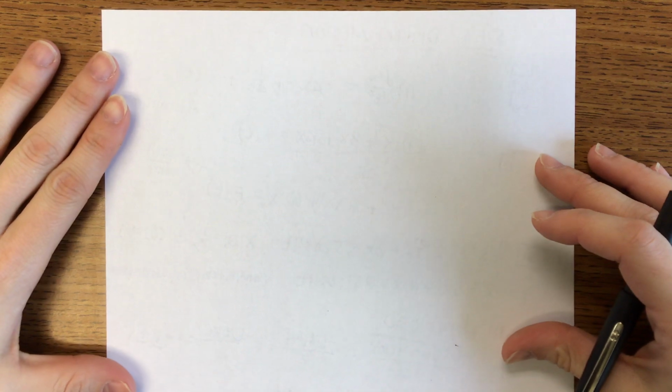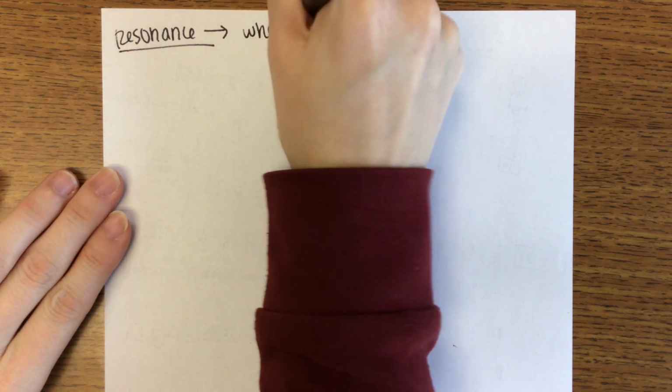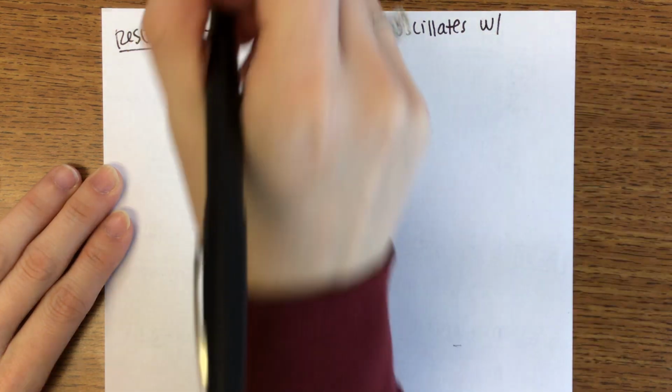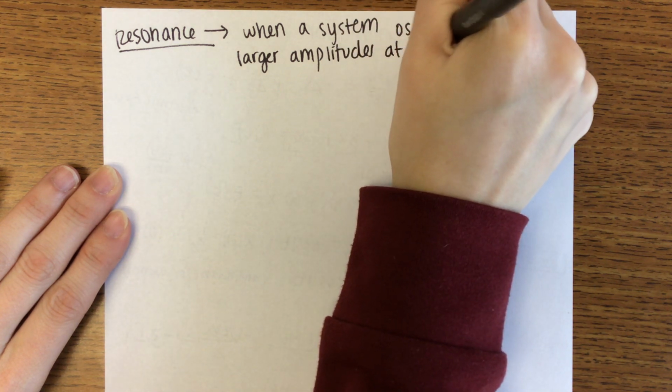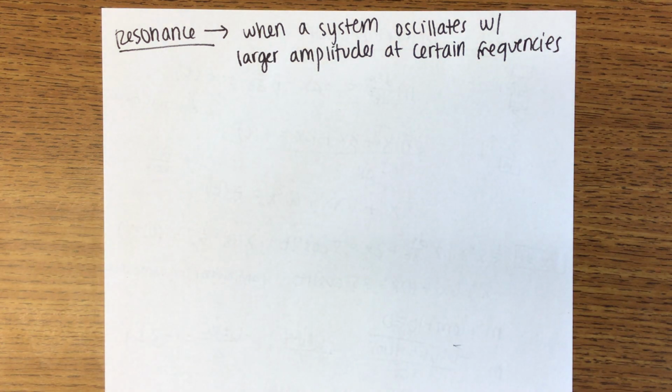So, done with that. Next thing I want to talk about is resonance. Do we know what resonance means? Okay, I'm going to give you my interpretation of resonance. Resonance is when a system oscillates with larger amplitudes at certain frequencies. What we're going to be interested in eventually is when our system hits resonance.